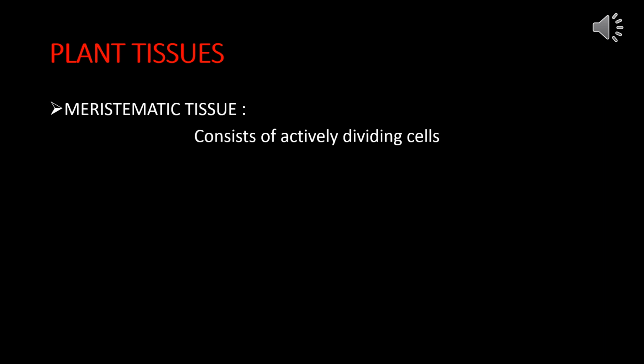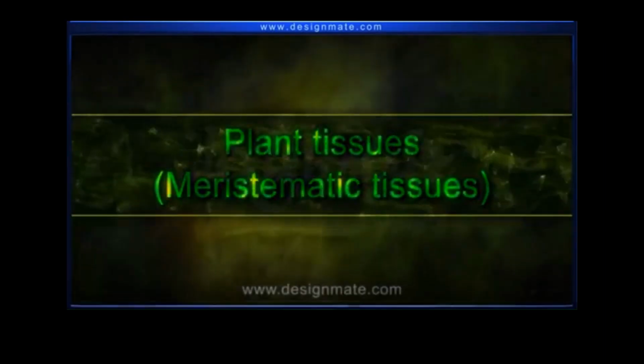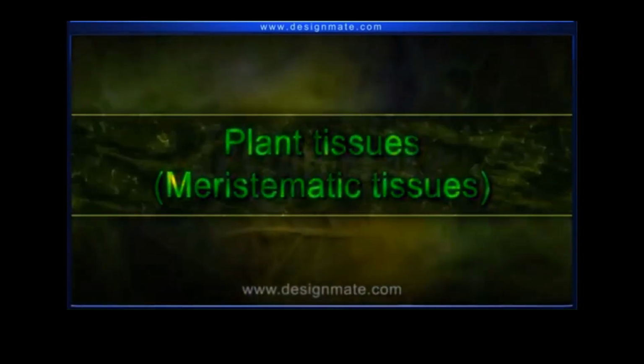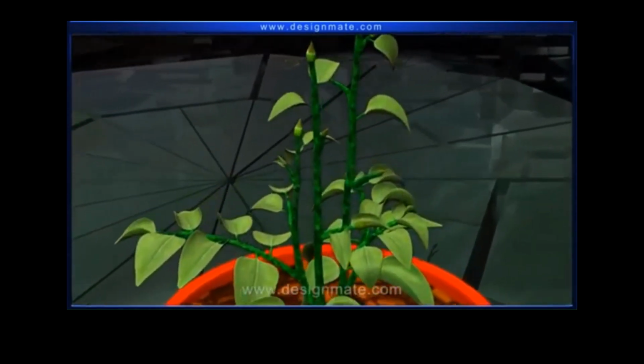As I said earlier, the two types of plant tissues are meristematic tissue and permanent tissue. Meristematic tissue consists of actively dividing cells, but permanent tissues are made up of non-dividing cells. The cells stop their dividing capacity and they become permanent to perform the various functions. Plant tissues, meristematic tissues. The plant body is made up of different kinds of tissues.